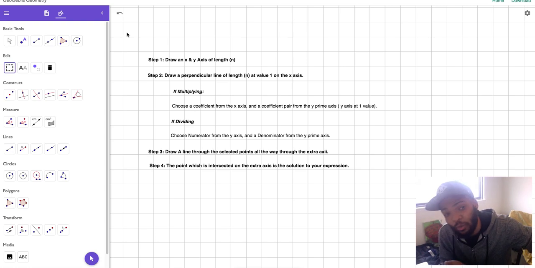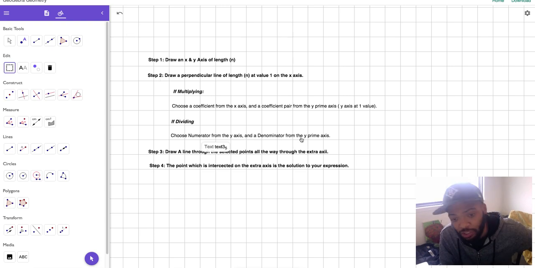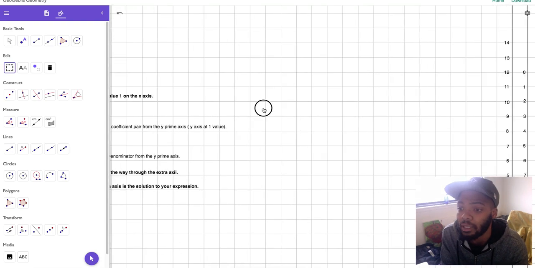division is the same way as multiplication. It's just you want to choose your numerator from your y-axis, and then you want to choose your denominator from your y prime. So it's like you're working backwards. Sorry. So let's go back over here.